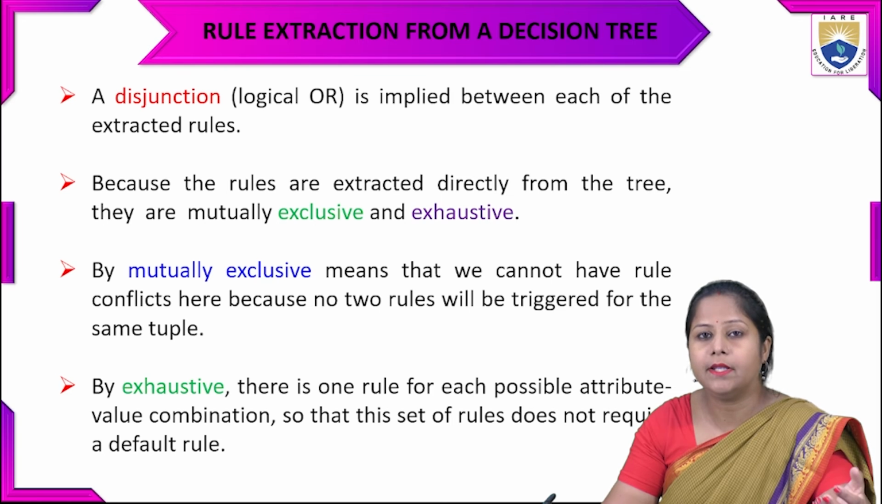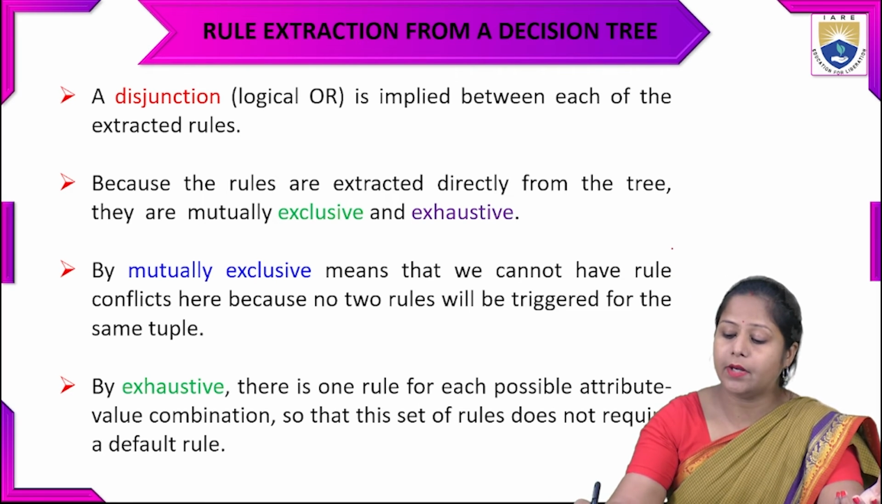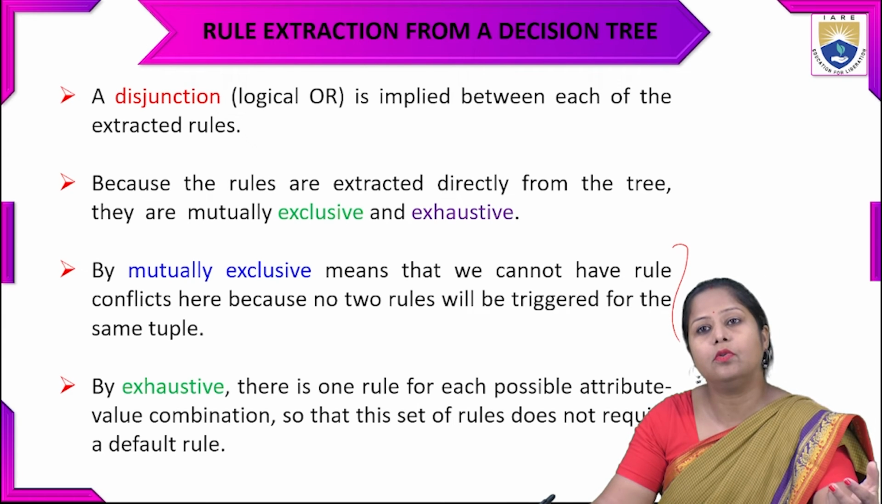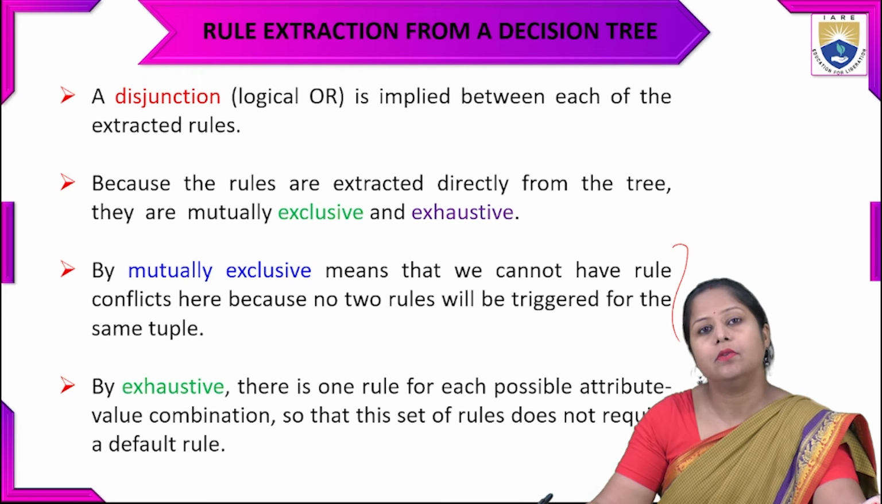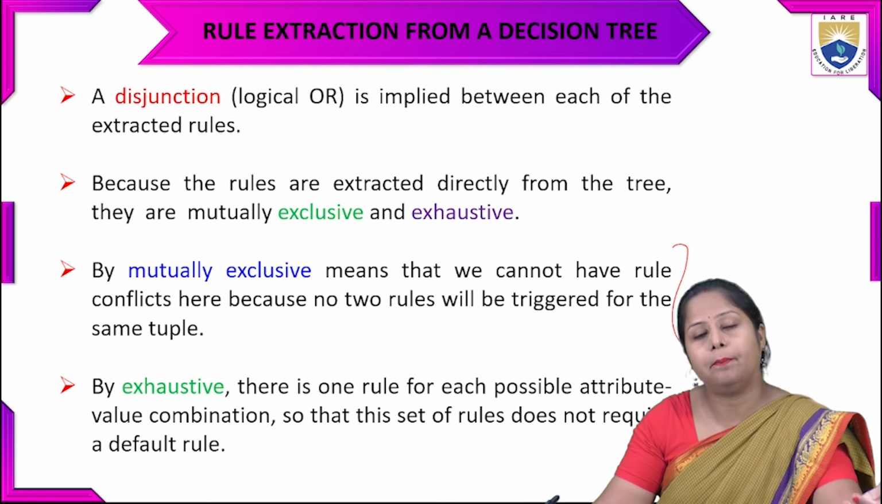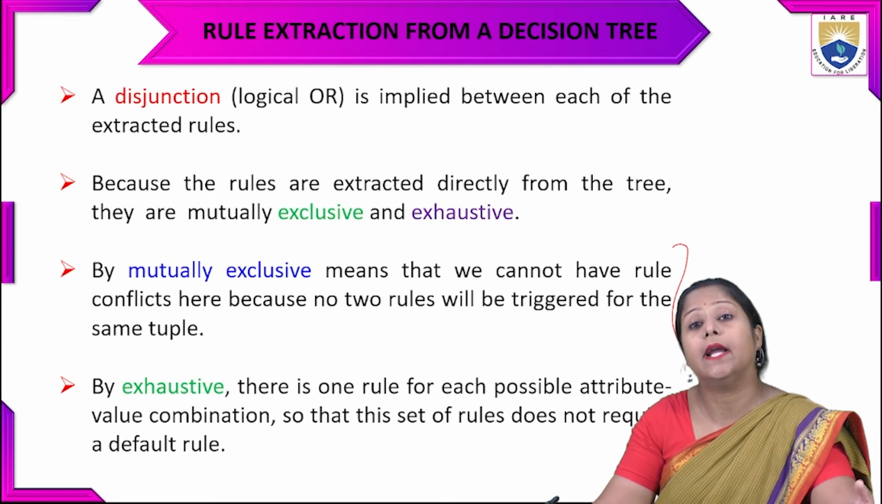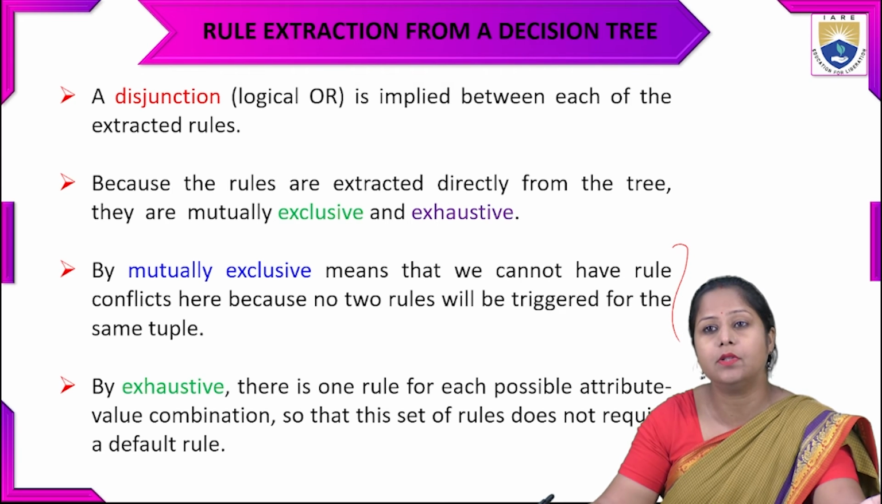What is mutually exclusive? That means we cannot have rules that conflict, because no two of the rules are going to trigger the same tuple. If there is a tuple, some record, and two rules have been written, they are not both going to be satisfied as well as triggered. That we call mutually exclusive.